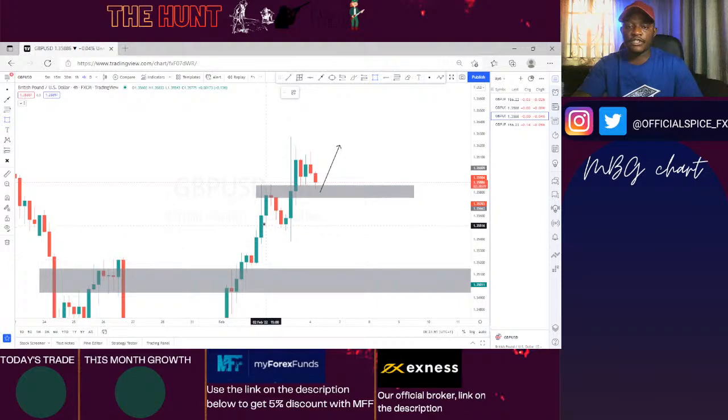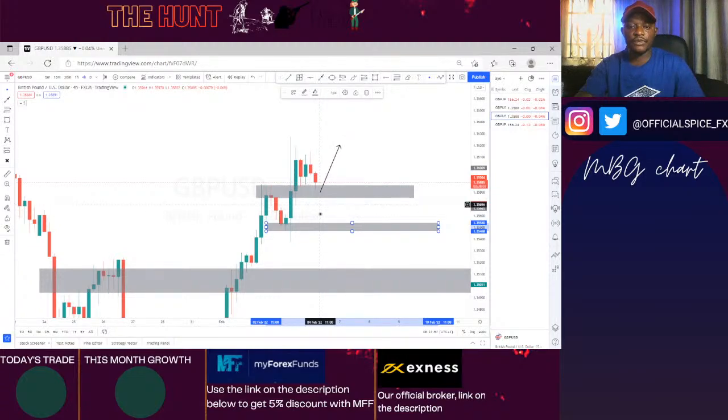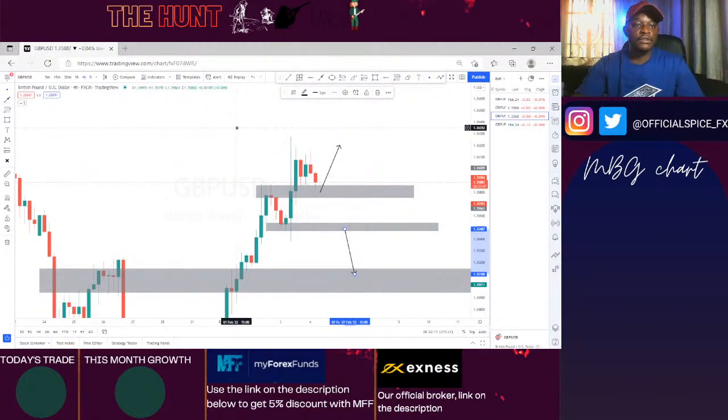I won't be looking for sells, not until price breaks this zone right here. I won't be looking for sells down here, until price breaks this point. If price breaks this point here, I will look for sells just right from here, down to this point here. If you can remember, that was a powerful zone on the daily.